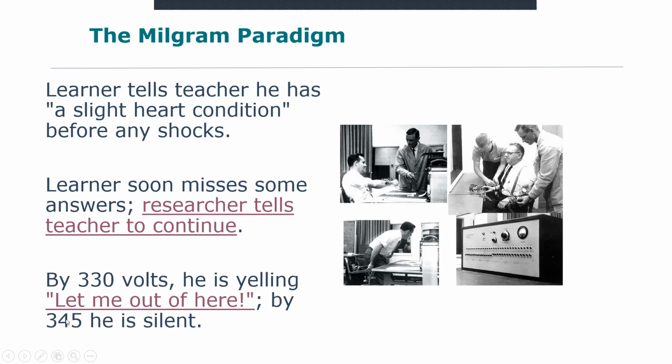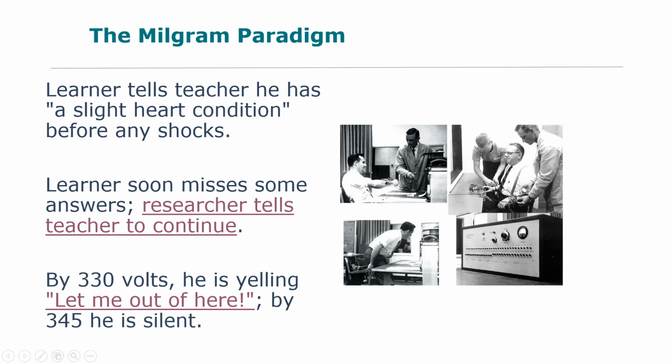Anyways, by 345 volts, he actually goes silent, which is even more disturbing. He stops yelling after the shocks, and he stops even answering the questions. And what the researcher tells the subject is that a non-answer is the same as a wrong answer, and he's to continue the shocks if the learner fails to respond.